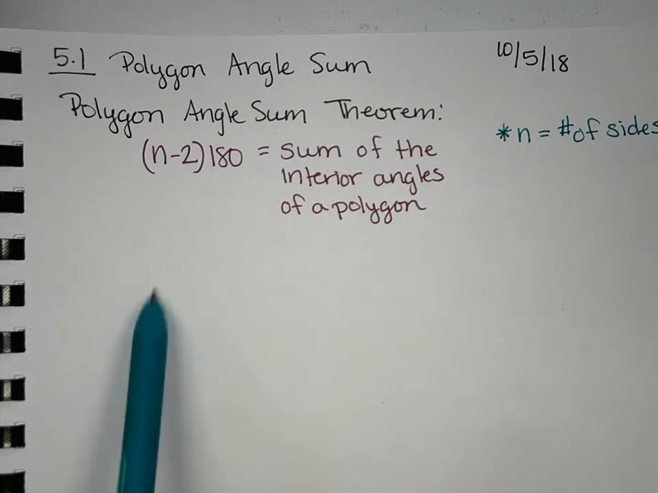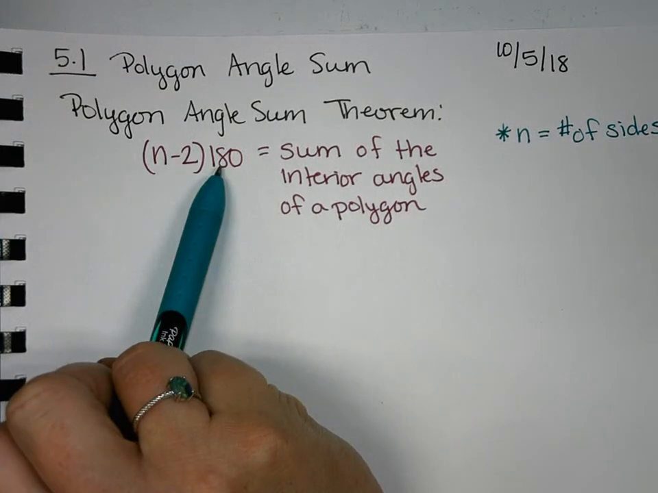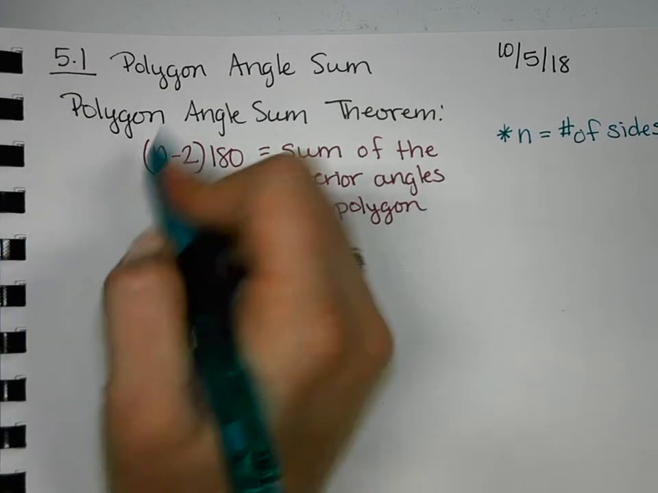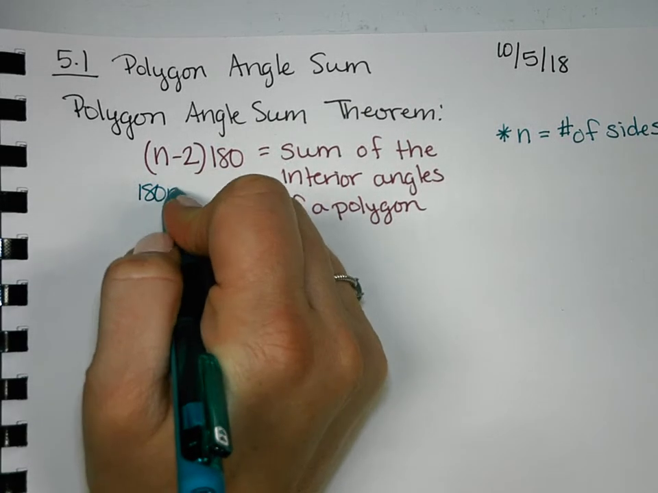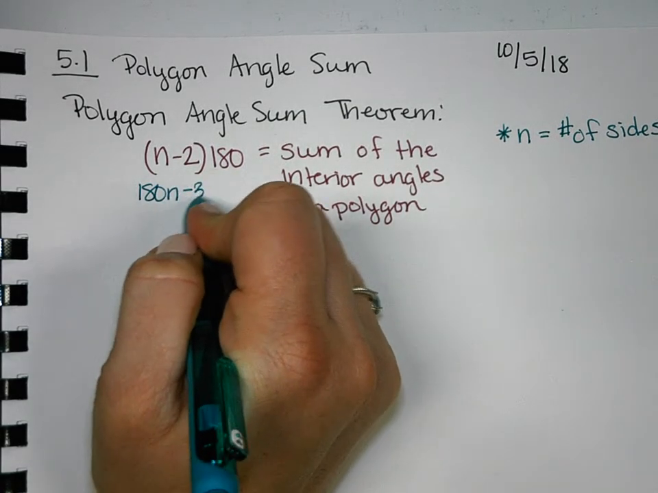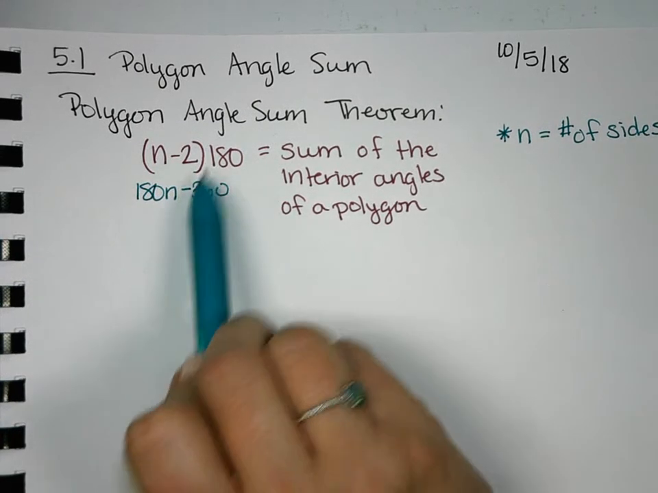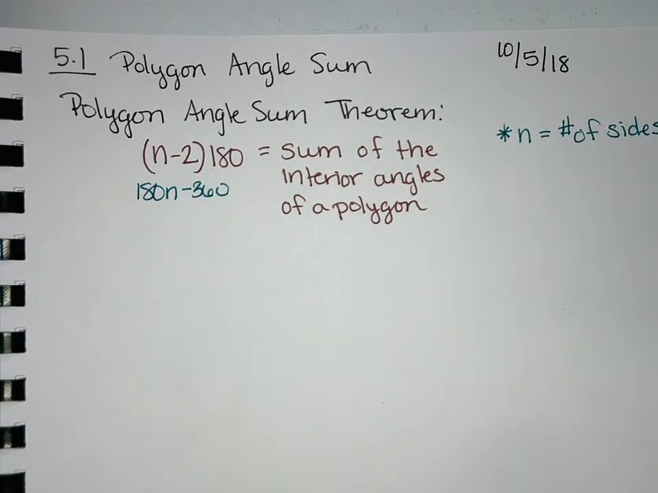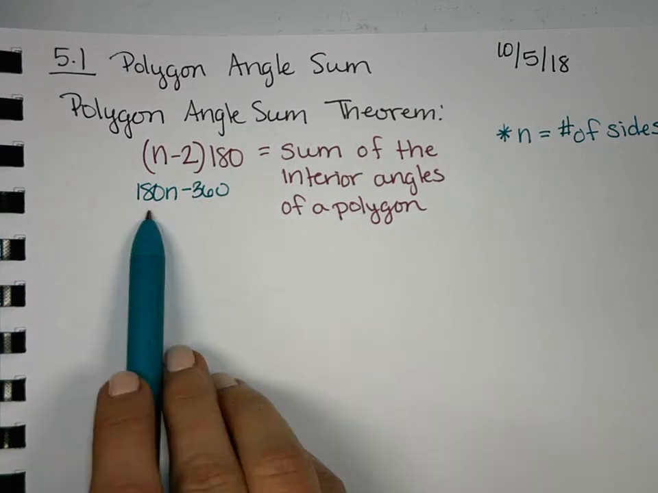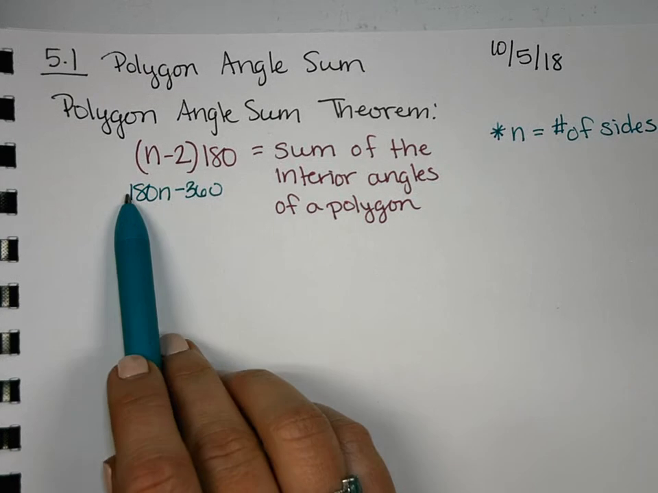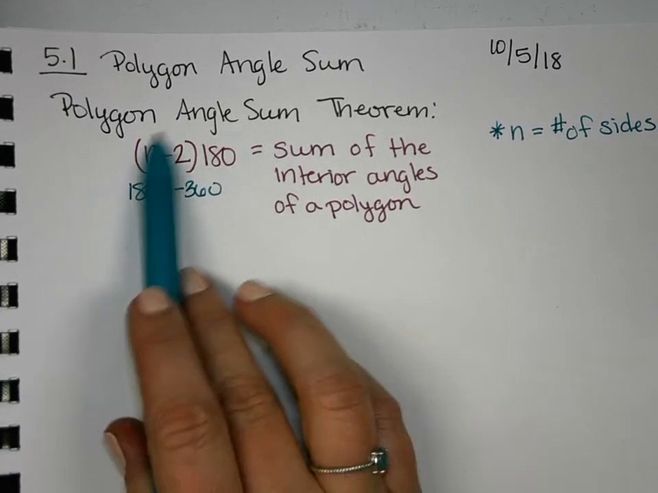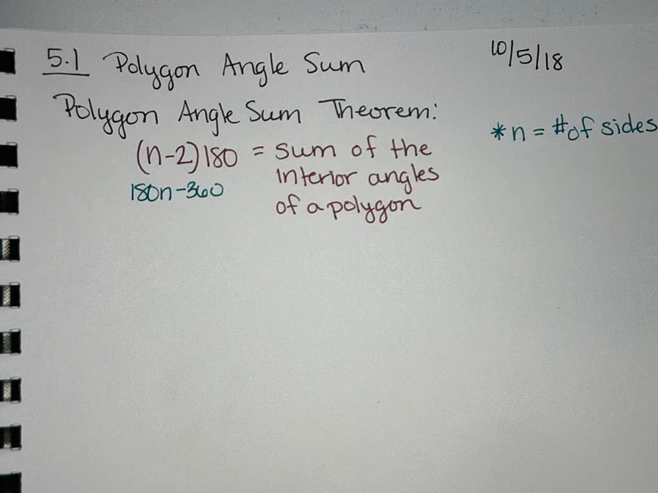Now, some people like to take this 180 and distribute it as 180 times n minus 360. I'm not particular about which one you use because they're the same thing. Just one has the 180 distributed, one doesn't. So if you think this one's easier for you to know, then do that one. If you want to do this one, then do the top one. I'm really not going to be picky about which form it's in, as long as you know one of them.